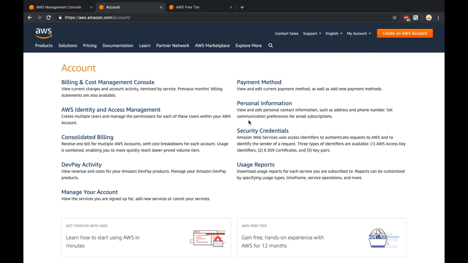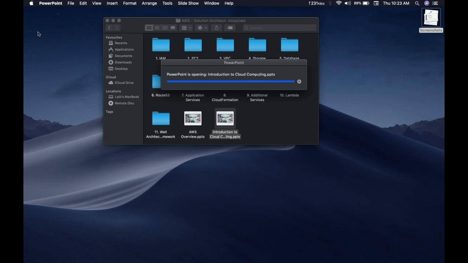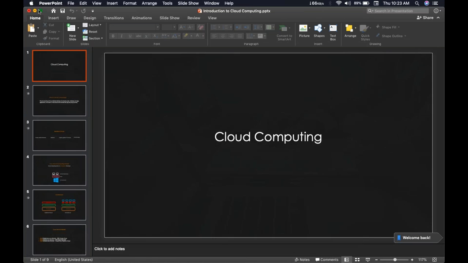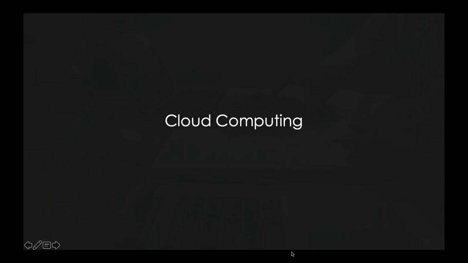So we'll start from the basics now. What is cloud computing? How does cloud computing distribute this network? And then we'll go ahead with AWS. So that will cover from the basics to the advanced. Thanks. So, starting with cloud computing.